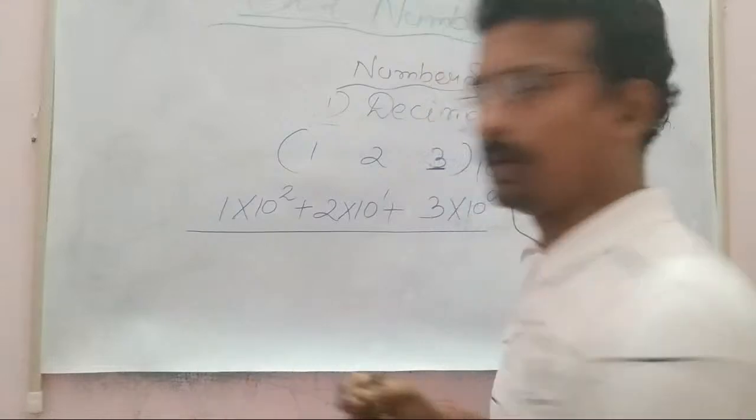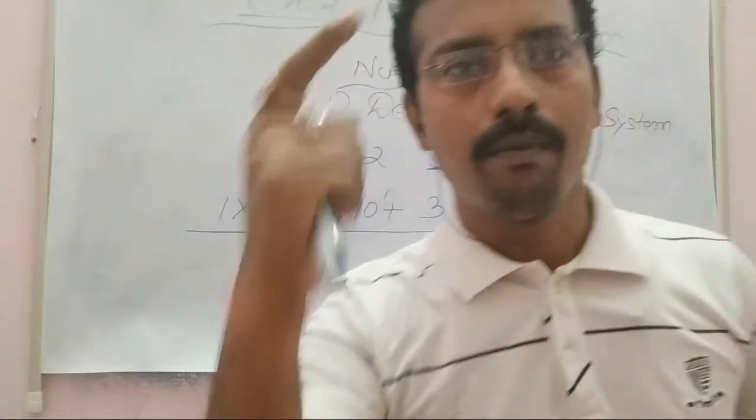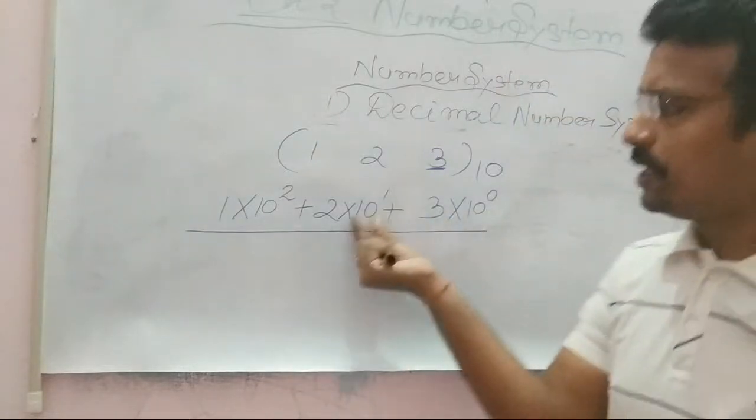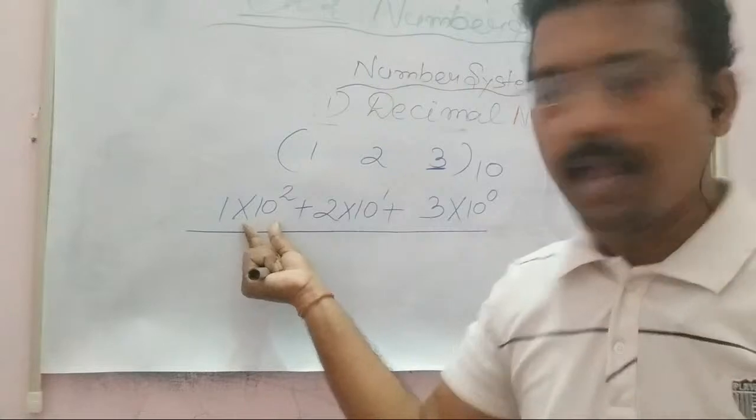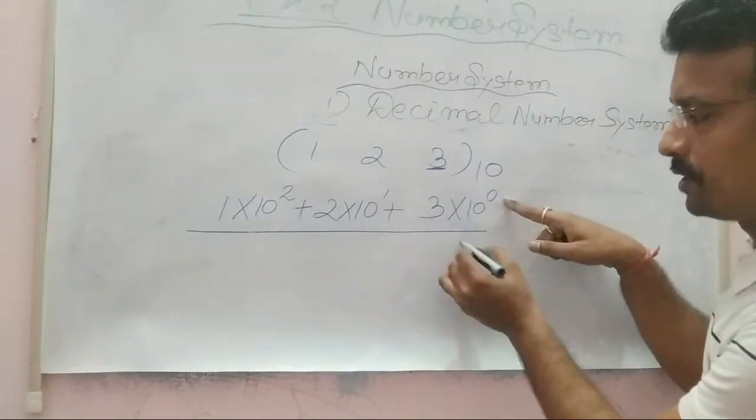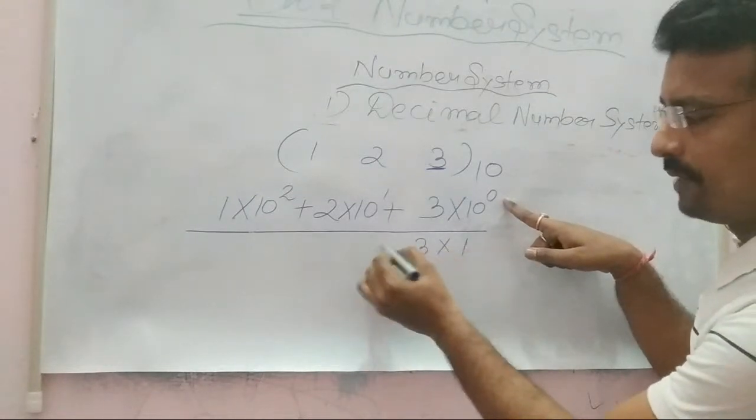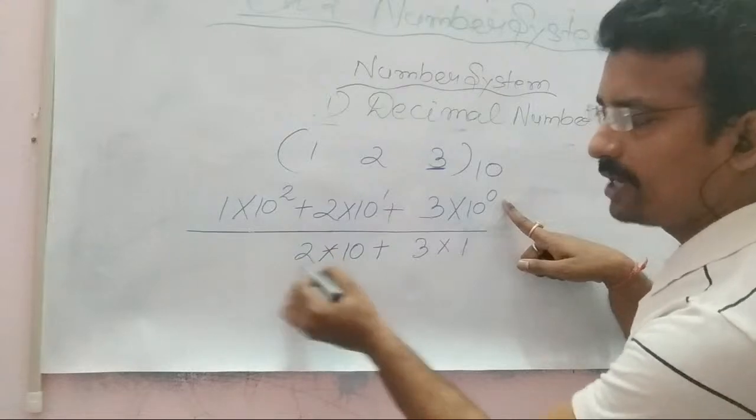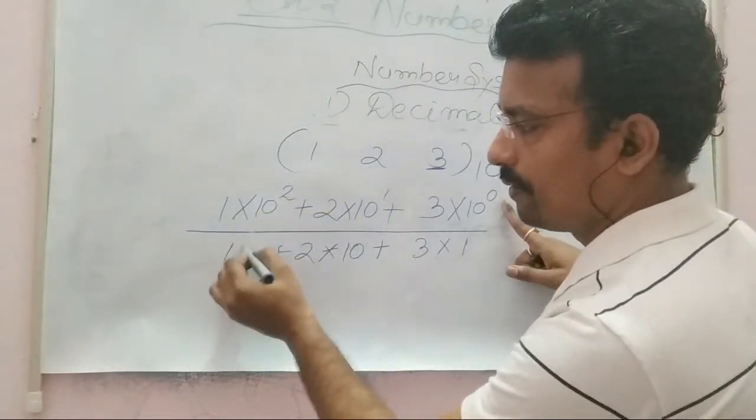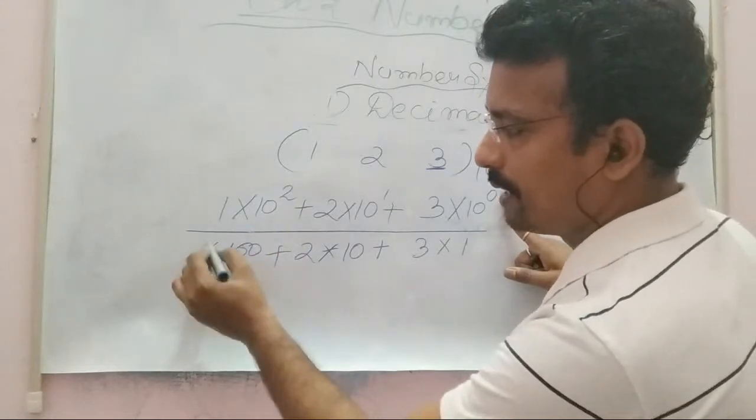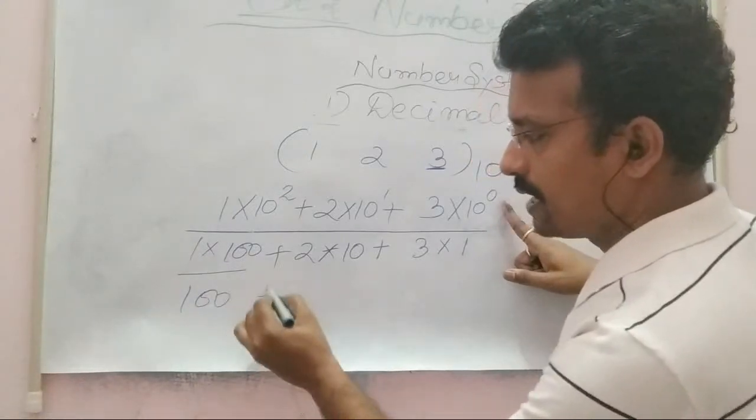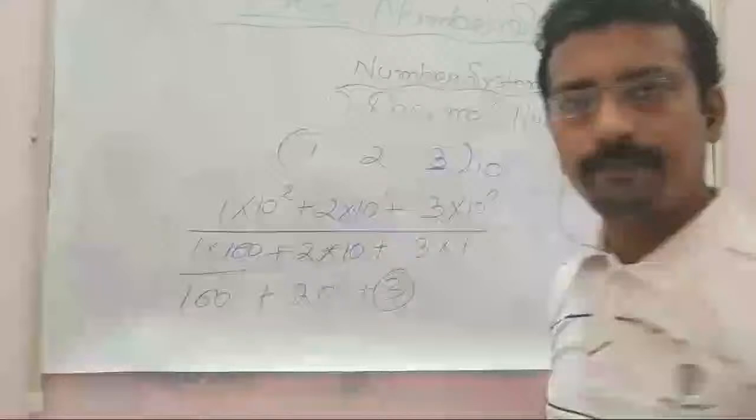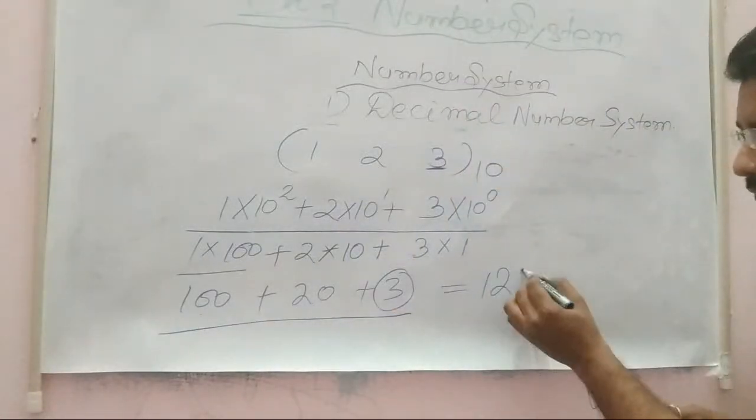You will be able to represent this number in the form of base of number system, in the form of place value. How? See, 10 represents the base value of the decimal number system. With the help of this calculation, you observe any number raised to power 0 will be 1, multiplied with 3, output will be 3, plus any number with power 1 will be the same number multiplied with 2, answer will be 20, plus any number with power 2 will be the square, so 10 square, 100 multiplied with 1. So here you are getting 100, here you are getting 20, here you are getting 3. Don't you think this is the place value? Unit, 20 and 100. And when you combine all this, you get your final decimal number.